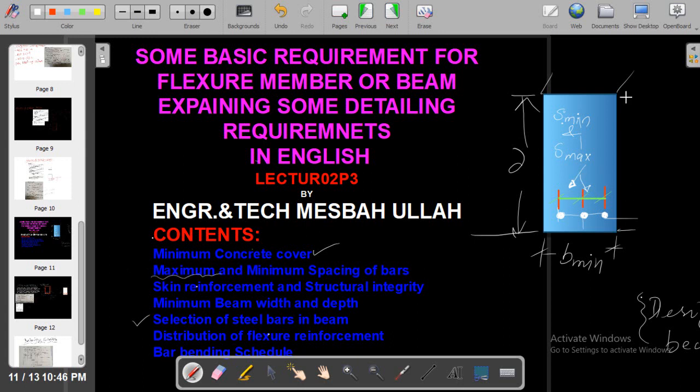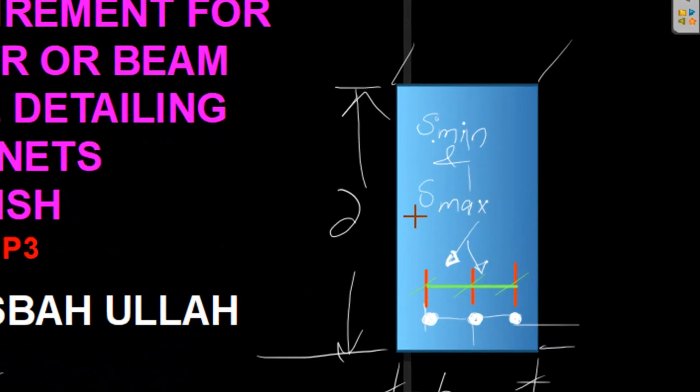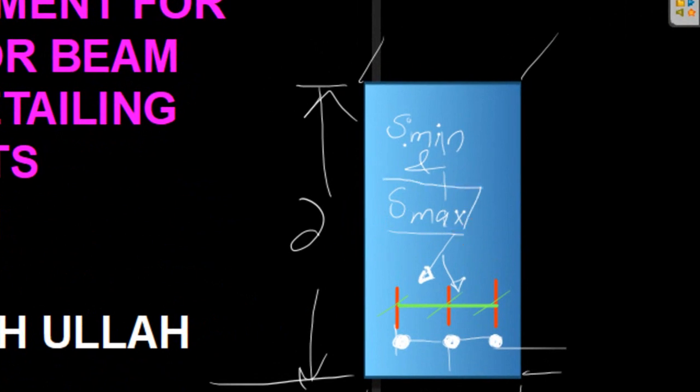As you can see here in this diagram, we have bars, and what should be the maximum spacing between bars in one layer, which is denoted by S max. Now this is very important. We will discuss S minimum in a coming lecture, but in today's lecture we will see what should be the maximum value of this spacing, and we will explain this with some ACI code criteria and with an example.